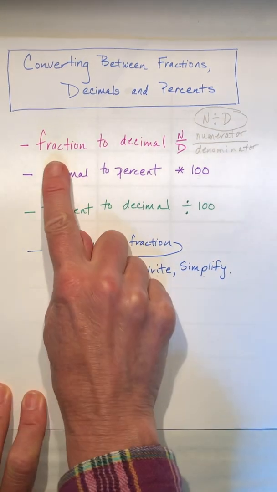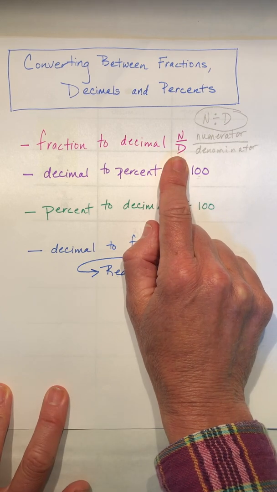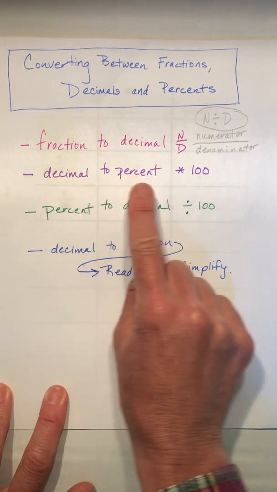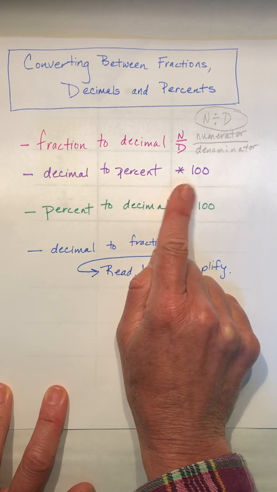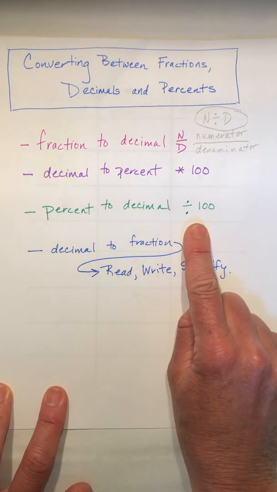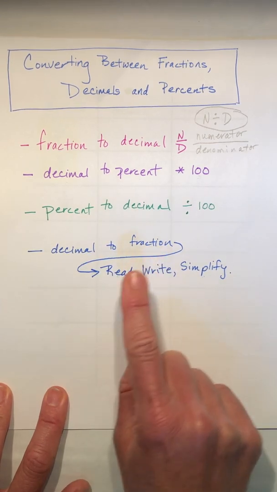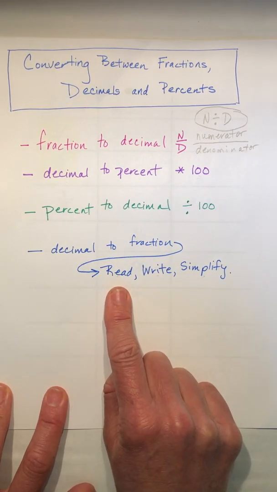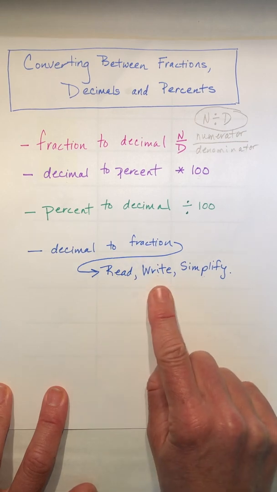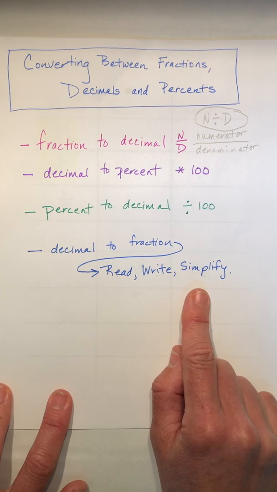So, to change a fraction to a decimal, we did numerator divided by denominator. To change a decimal to a percent, we multiplied by 100. To change a percent to a decimal, we divided by 100. And to change a decimal to a fraction, we would read the decimal aloud. We write as a fraction what we heard ourselves say, and then we're ready to simplify to lowest terms.